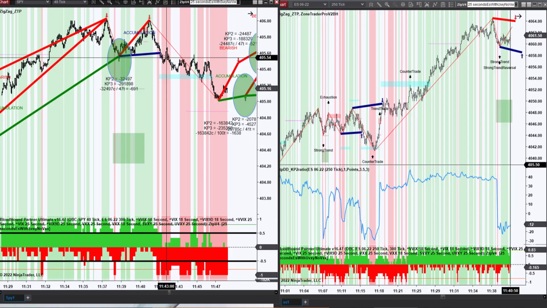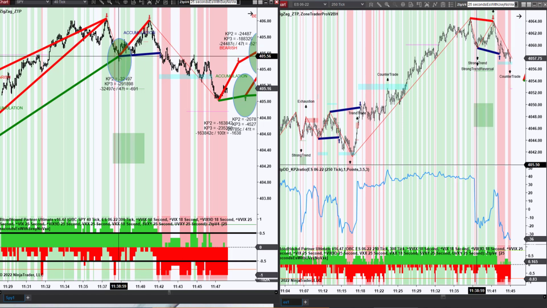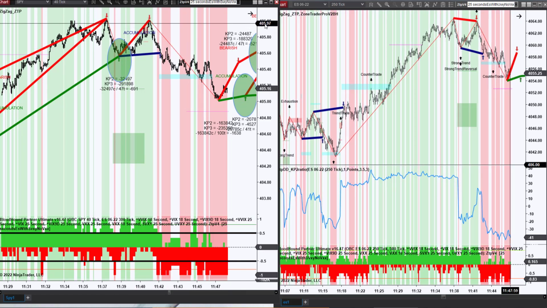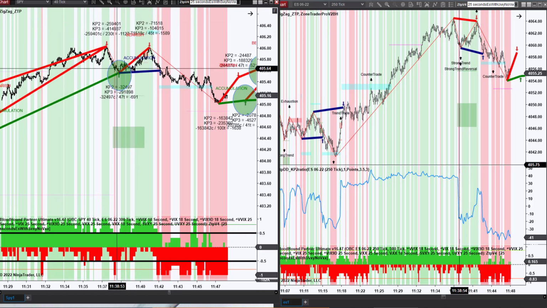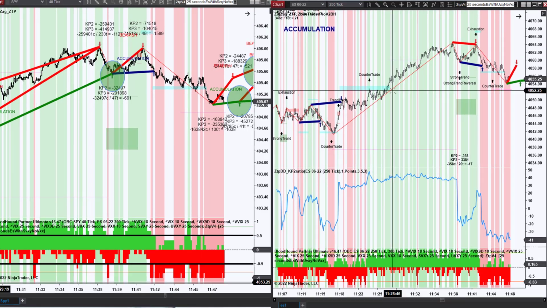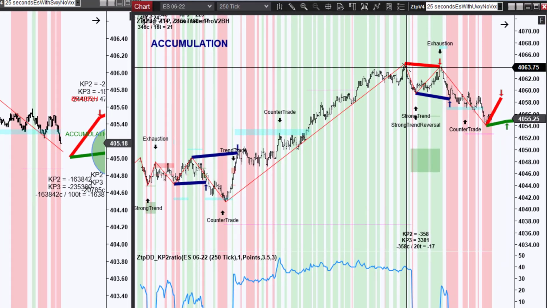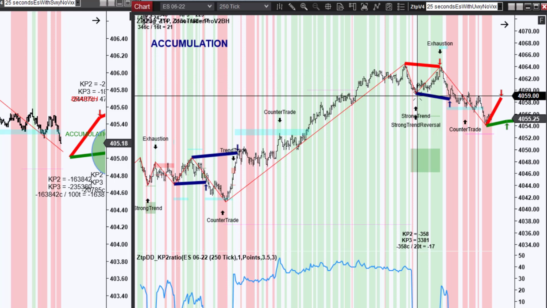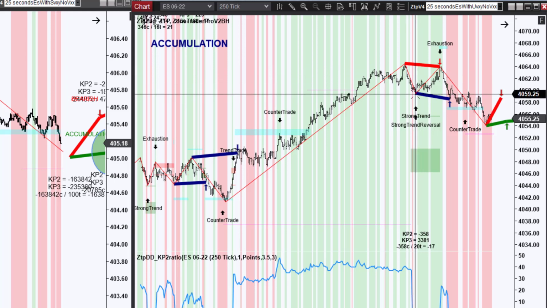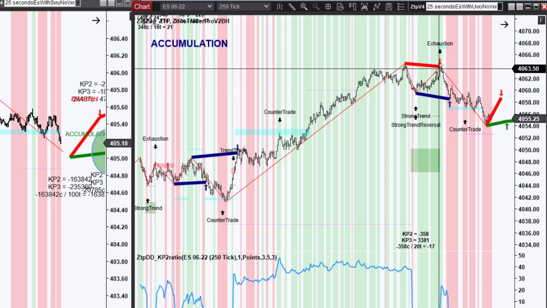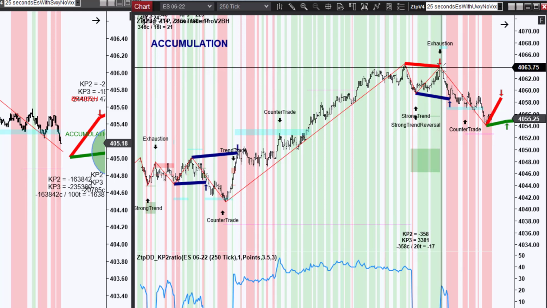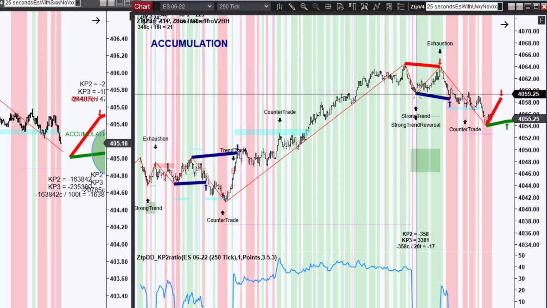Here we have a long accumulation buy signal, and to get back into the theory of ZoneTrader Pro, what happens here is that we have this very strong trend established. We have a strong trend and a strong trend reversal signal on the ES, and then we trade into an exhaustion pattern. Now, this is the theory that goes all the way back to 2006, and you see it playing out every day.